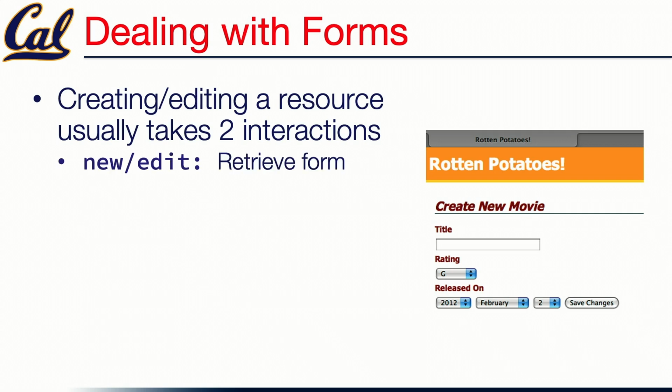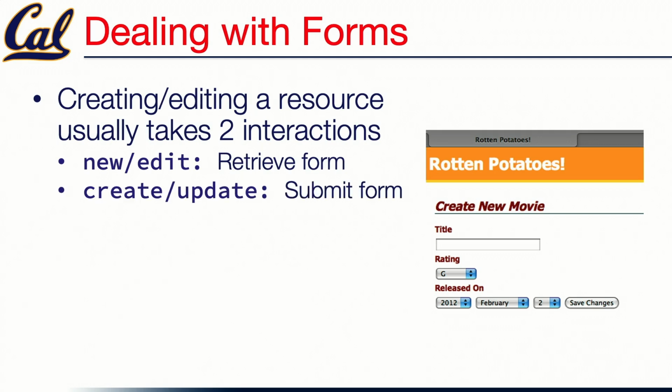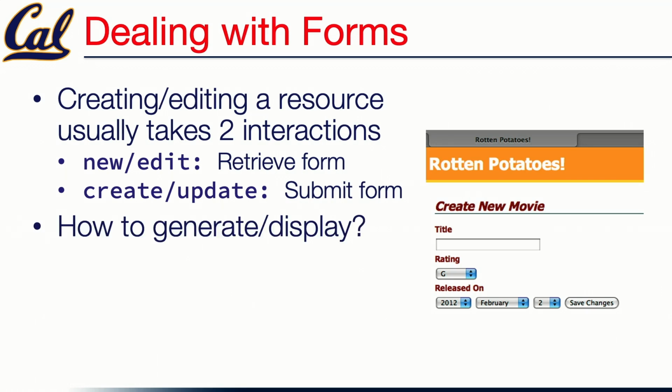So in the case of creating, it would be the new action. In the case of updating, it would be the edit action. And then there's create or update that actually handles the submission. And we have a route for each of these, right? So we have a route for each of these four possible actions.